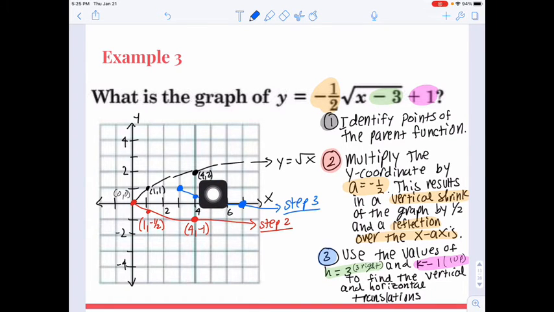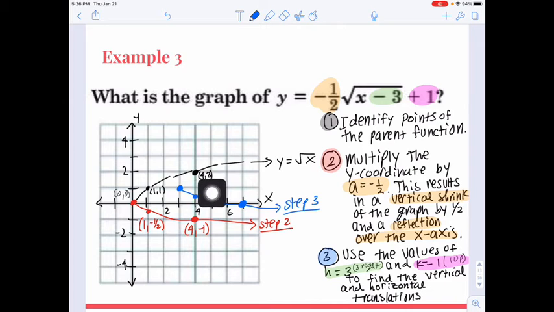and 4, 2. Step 2 is to multiply the y-coordinate by a equals negative 1/2. This results in a vertical shrink of the graph by 1/2 and a reflection over the x-axis. If we multiply the y value here, 0, by negative 1/2, we still get 0, so this point doesn't move. We still have 0, 0. Here we have the y value of 1, so if we multiply 1 by negative 1/2, we get negative 1/2. So instead of 1, 1, we now have 1, negative 1/2.